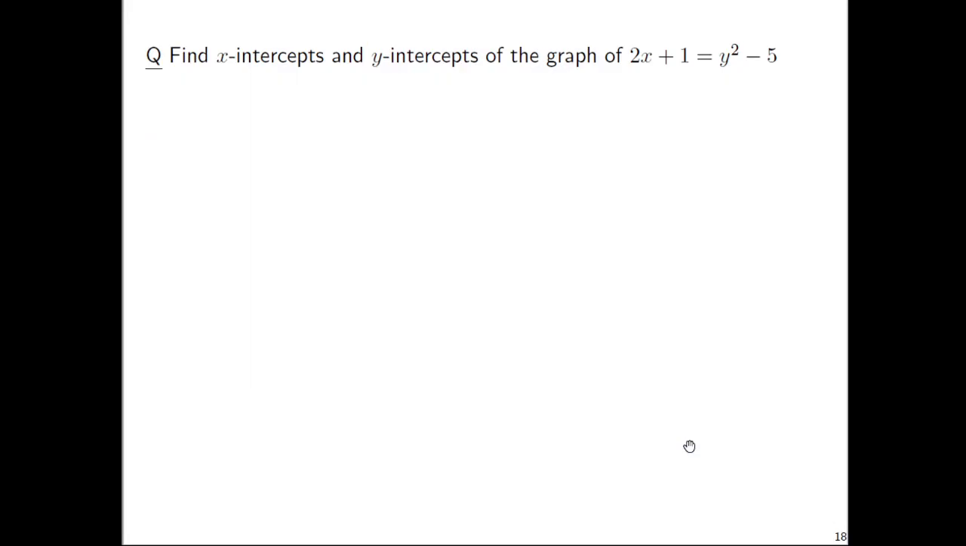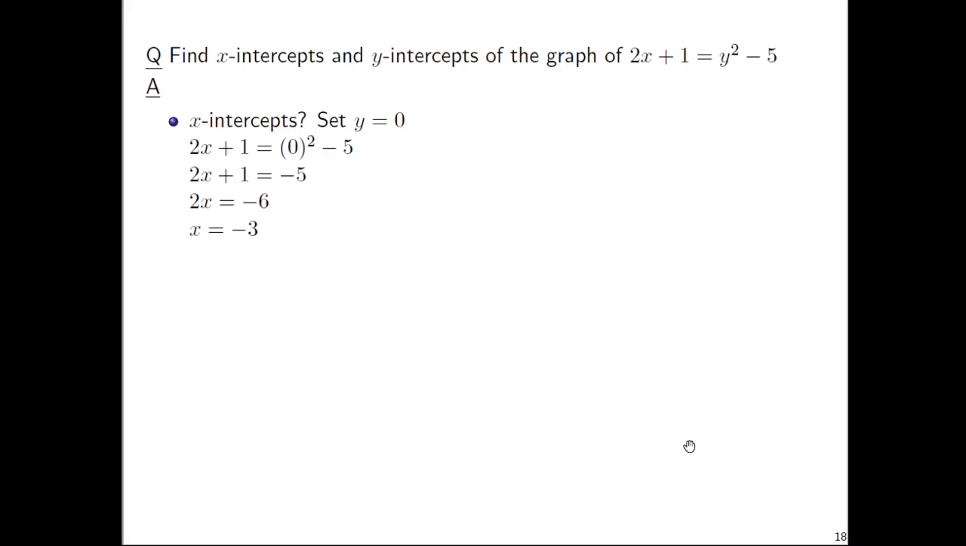Find the x-intercepts and y-intercepts of the graph of 2x plus 1 equals y squared minus 5. Let's start by finding x-intercepts. For this, we need to set y equal to 0. So take the equation at the top and set y equal to 0. You have 2x plus 1 equals 0 squared minus 5. Simplify the right side, subtract 1 on both sides, divide both sides by 2, and x equals negative 3. So that's the only x-intercept: x equals negative 3.